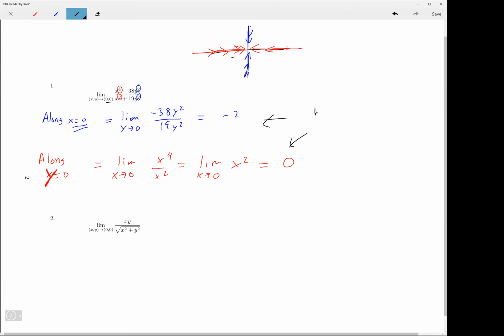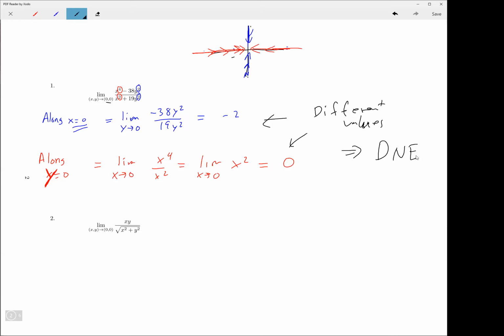Okay, so these are different values, which means that the limit does not exist. So just put D and E in for the answer. And WebAssign says, yeah, that doesn't exist.